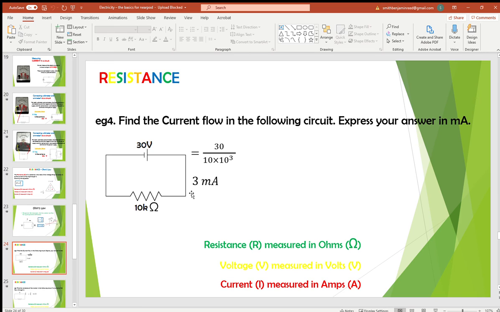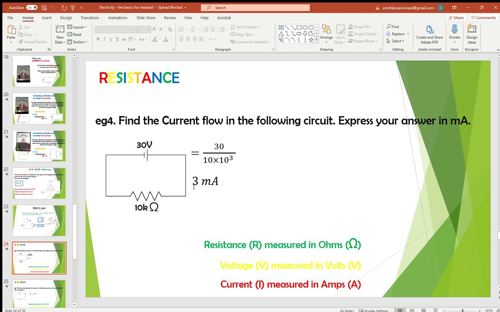So here is a little practice for you. If we want to know the current flowing through this circuit, we have 30 volts of power coming through here, and we have 10 kiloohms. So this is also known as 10,000 ohms. So imagine that we have 30 volts and a 10,000 ohm resistor, also known as 10 kiloohms. We can calculate the current flowing through by dividing 30 volts by 10,000 ohms.